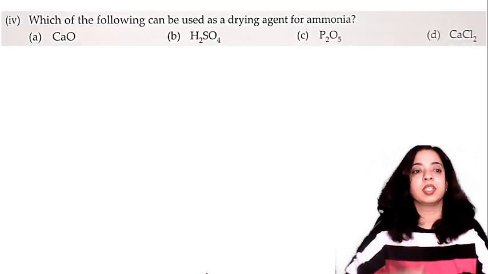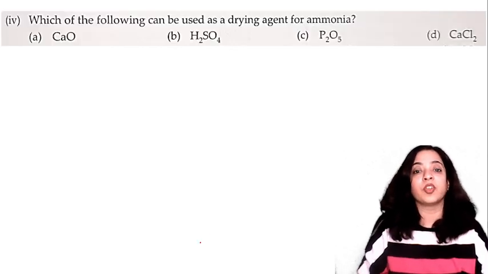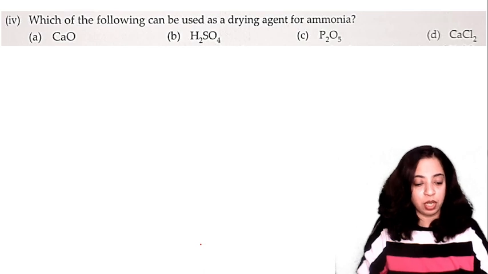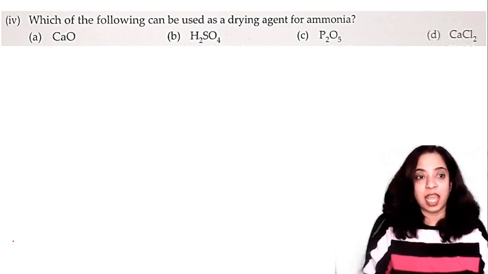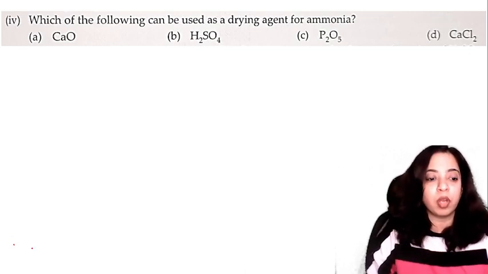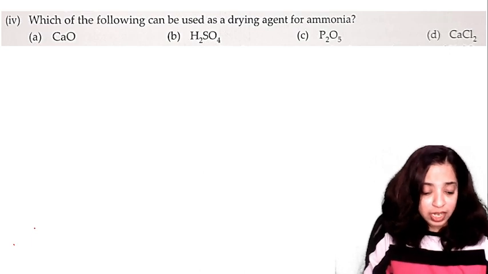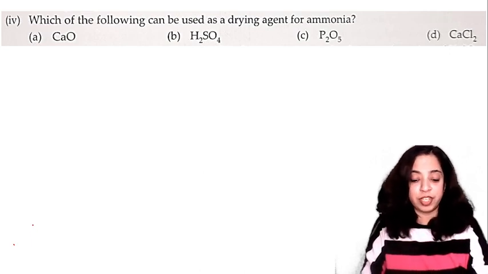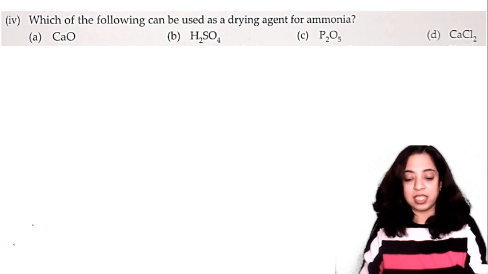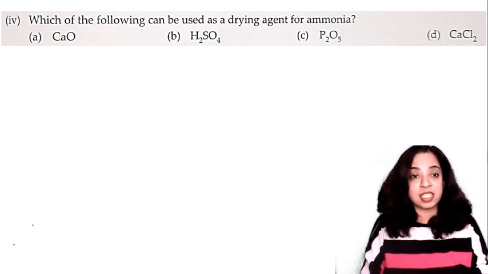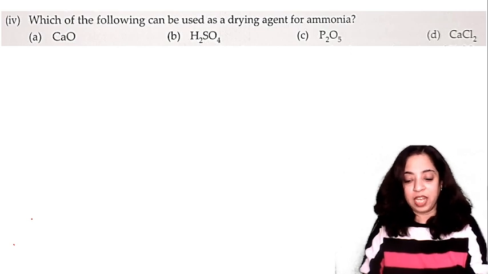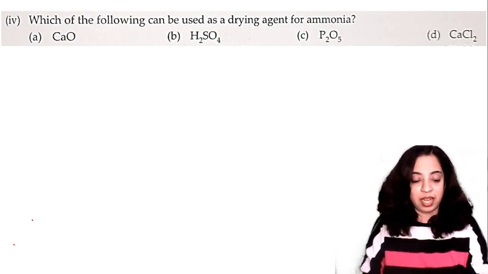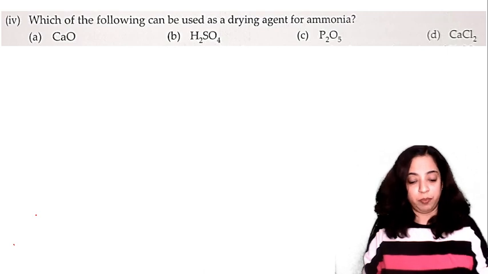Okay, remember this. Which of the following can be used as a drying agent for ammonia? Okay, so the answer is calcium oxide. Calcium oxide can be used as a drying agent for ammonia. Calcium oxide or lime is generally used for obtaining dry ammonia gas. On the other hand, sulfuric acid, phosphorus pentaoxide and calcium chloride react with ammonia to give a product, and hence they are not suitable for drying purposes.